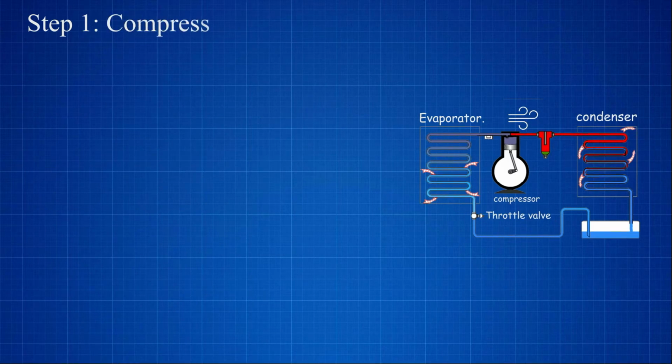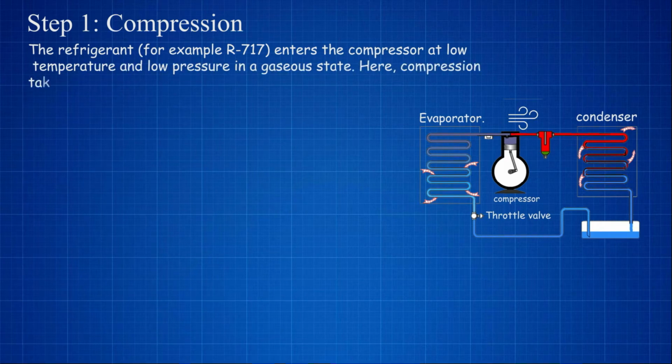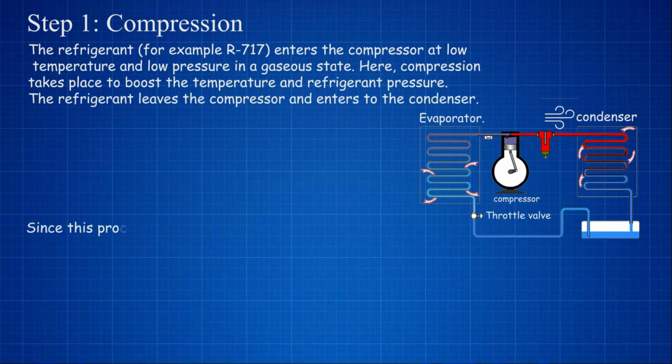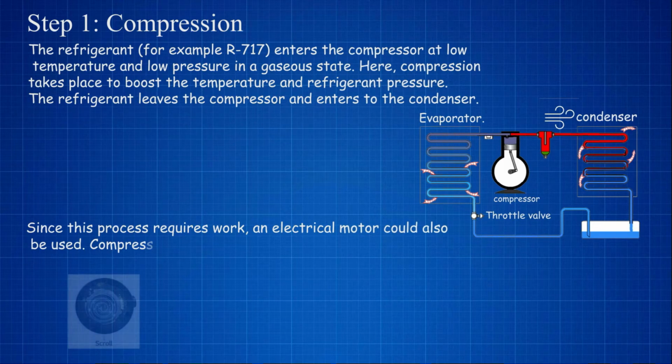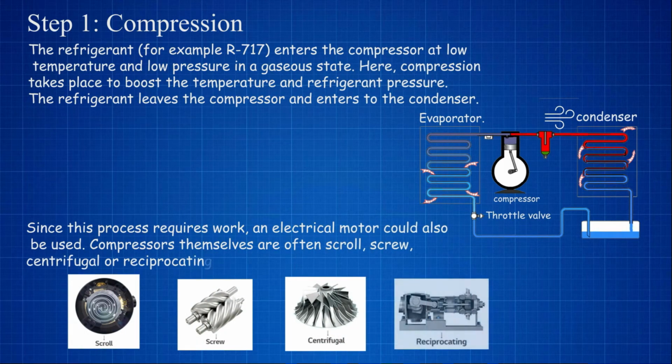Step 1. Compression. The refrigerant, for example R717, enters the compressor at low temperature and low pressure in a gaseous state. Here, compression takes place to boost the temperature and refrigerant pressure. The refrigerant leaves the compressor and enters the condenser. Since this process requires work, an electric motor could also be used. Compressors themselves are often screw, centrifugal or reciprocating types.